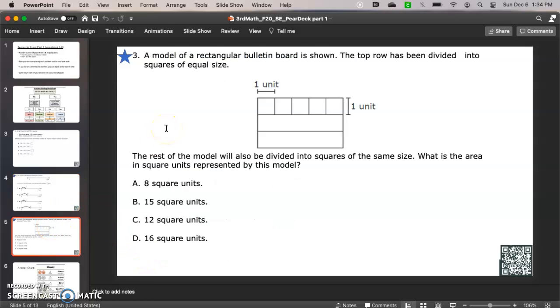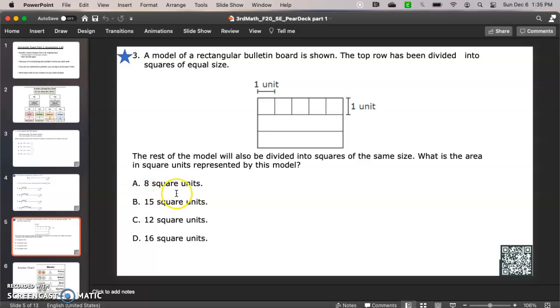Question 3. A model of a rectangular bulletin board is shown. The top row has been divided into squares of equal size. The rest of the model will also be divided into squares of the same size. What is the area in square units represented by this model?